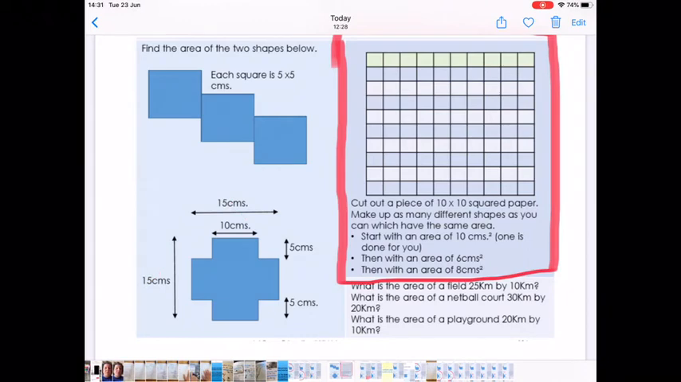The next problem is so much fun. What you need to do is cut out a piece of square paper, which will be 10 by 10, and you will have to make as many different shapes as you can which have the same area. It says here, start with an area of 10 square centimeters. One is done for you. It is the one that's shaded yellow. Are there any different ways you can have 10 square centimeters?